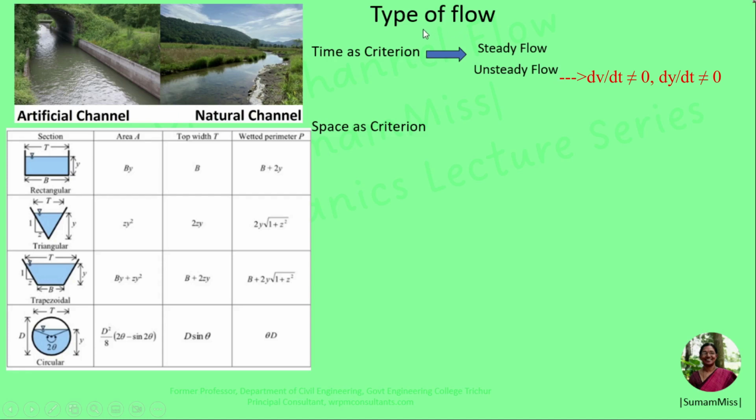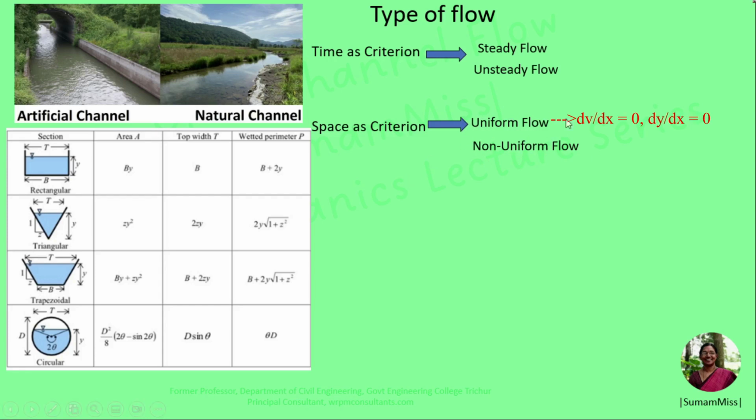If we are classifying the flow with space as a criterion, then we can classify the flow as uniform flow and non-uniform flow. In uniform flow, we have learned previously that these flow characteristics are constant along the length of the channel. So uniform flow is generally possible in a prismatic channel, where we are able to maintain the shape and slope constant throughout the length of the channel. Whereas if either of these changes, the flow characteristics will change, creating non-uniform flow.